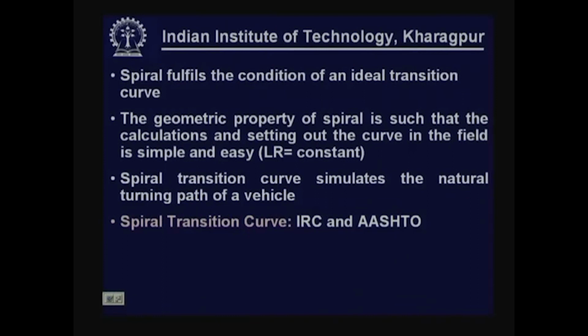Now, for all these advantages, primarily the spiral fulfills the condition of an ideal transition curve. Setting out the spiral transition curve in the field is simple, and the spiral simulates the natural turning path of a vehicle. So, for all these reasons, both the Indian Roads Congress (IRC) guideline and the AASHTO guideline, American Association of State Highway and Transport Officials, recommend the use of spiral as the horizontal transition curve.